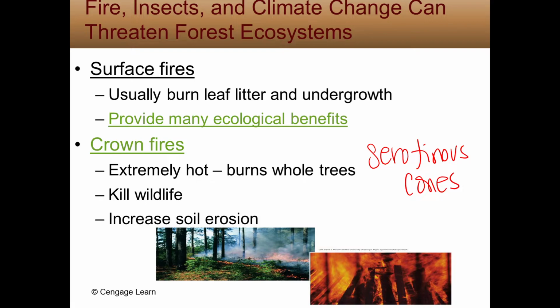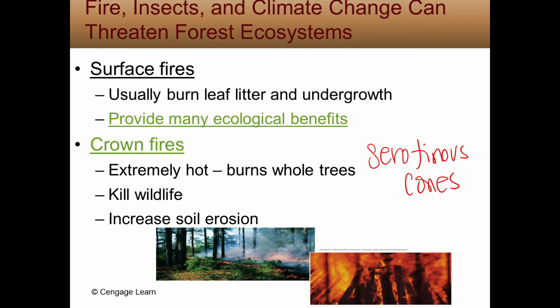The ones that Smokey the Bear is talking about are crown fires. They're super hot, they burn the whole tree, they kill everything, and we're left with a lot of erosion because there's no roots holding anything down. These are the ones that secondary succession would happen after. Surface fires aren't going to wipe out an ecosystem. A crown fire is what killed Bambi's mom. Mom or dad? Mom. So that's answer number 4.